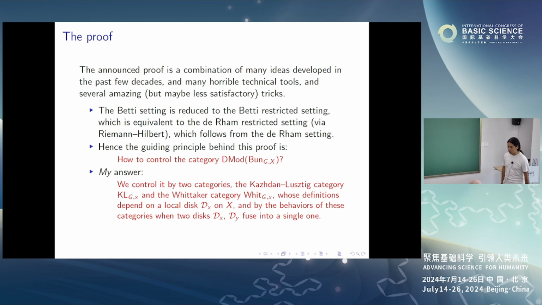And moreover, we control them not just by these categories, but by the certain structure of these categories. Namely, for disks on this curve, you can imagine two disks that approach each other and fuse into a single disk. This category would have some prescribed behavior with respect to this fusion construction. And we use these structures to control this D-mod Bun_G.